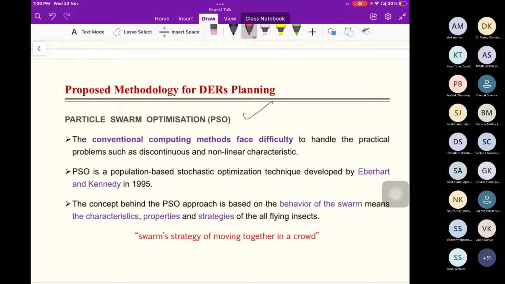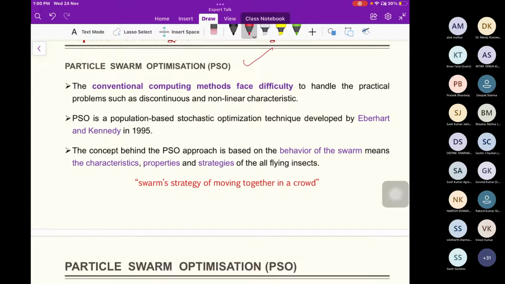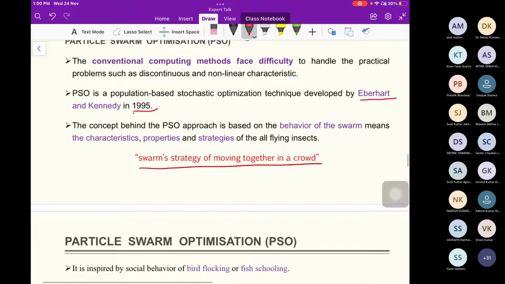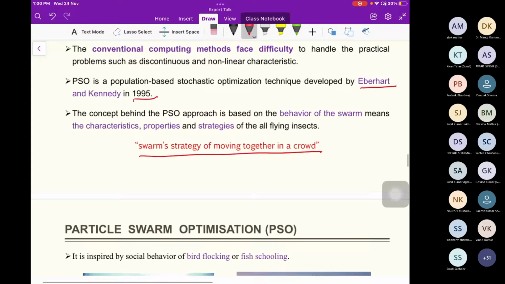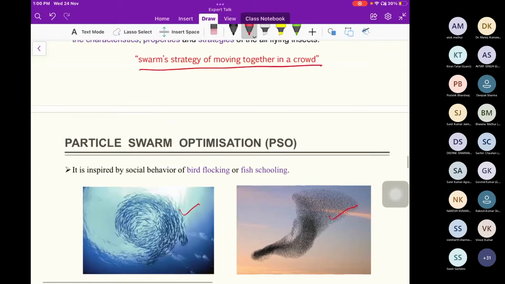Particle swarm optimization was developed by Eberhart and Kennedy in 95, and this algorithm follows the swarm strategy of moving together in crowds to search for food. So searching for food is the target. Here, our target is reducing the power losses. Like the fishes and the birds, they are moving together searching for food. In this condition, they update their locations.